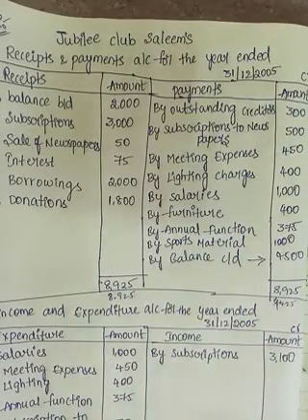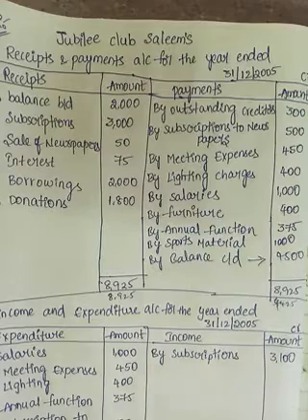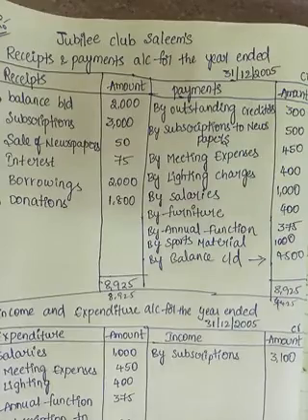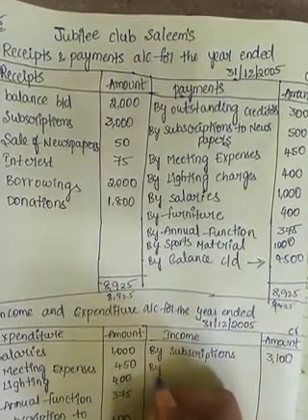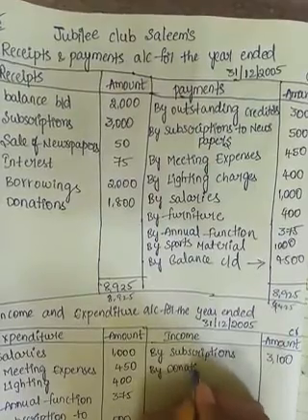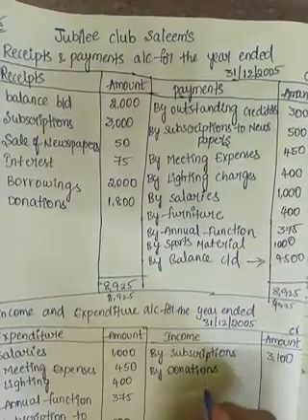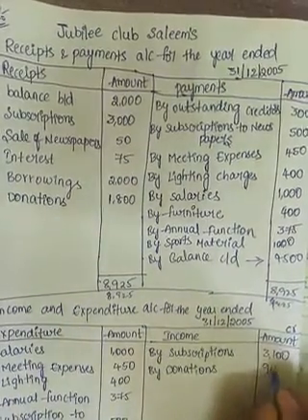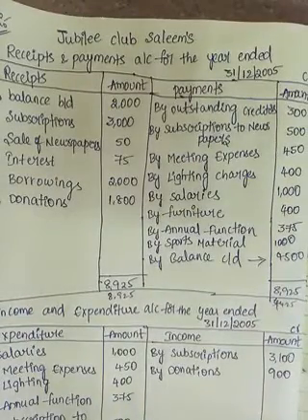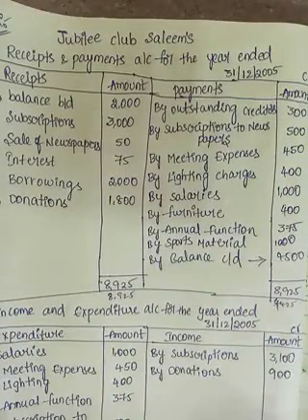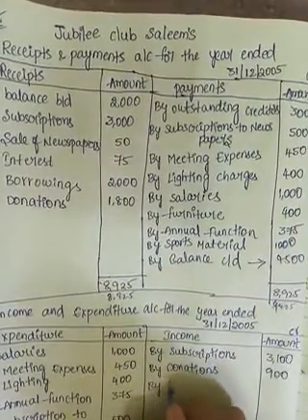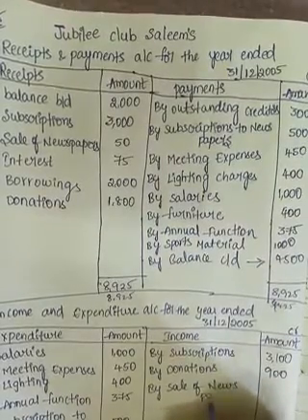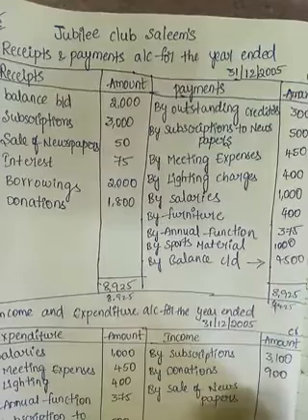Next is donations received. Total is how much? 1800. Under that, half is to be capitalized, which means we will take only half the amount. So that is by donations. The amount under that 1800, half is 900. Next is by sale of newspapers. By sale of newspapers is 50.